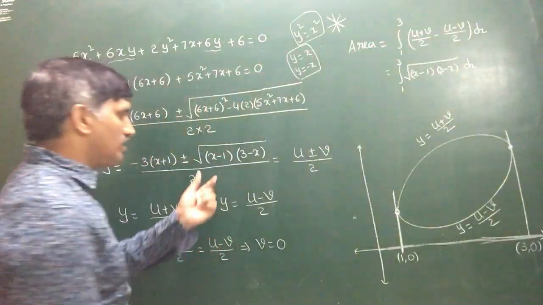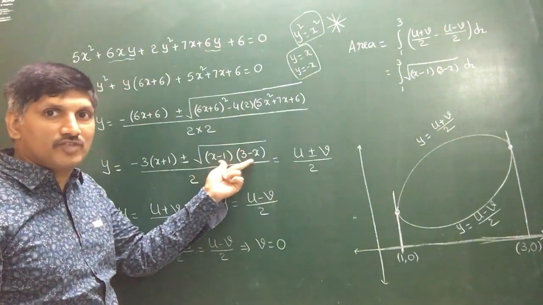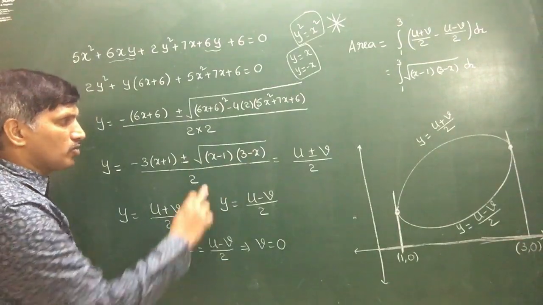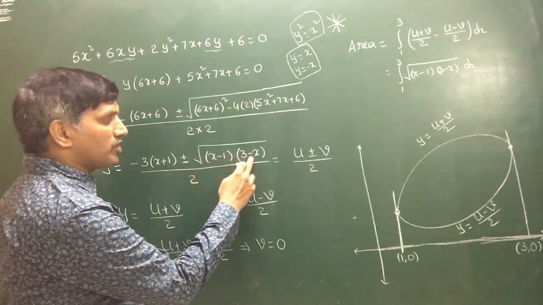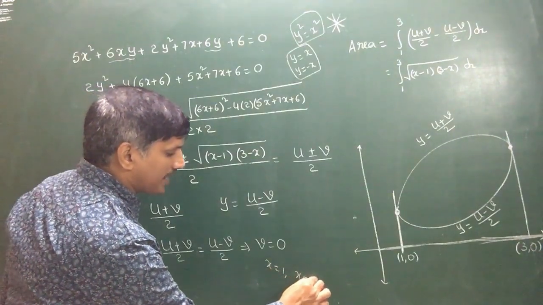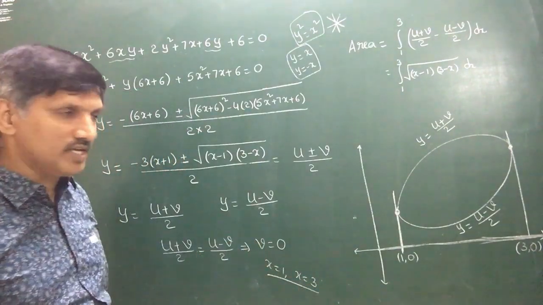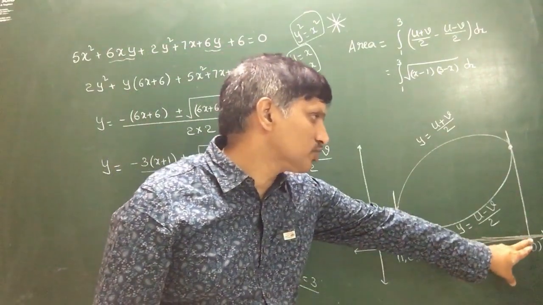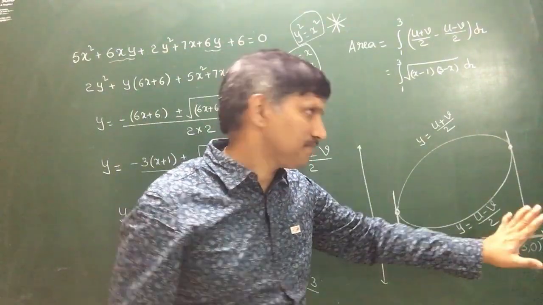So v must be equal to 0. Because this is v, if this is equal to 0 it means you will get root of x minus 1 into root of 3 minus x is equal to 0. We are getting x value is equal to 1 and x value is equal to 3. So that's why this point we got 1 comma 0 and this point we got 3 comma 0.